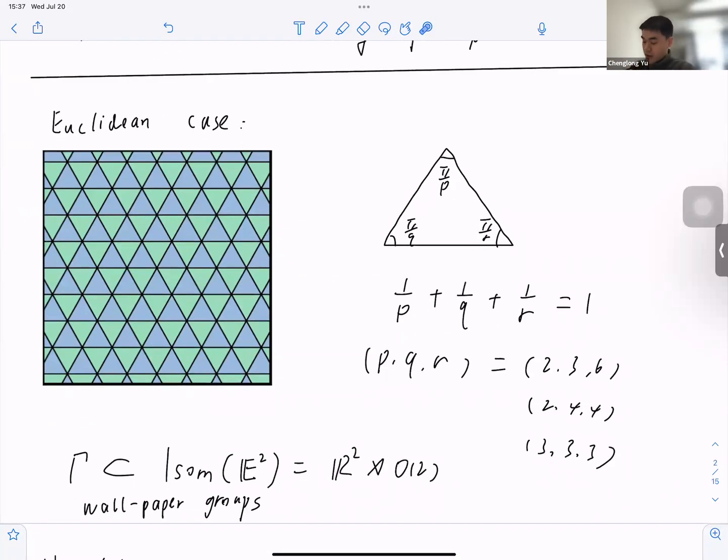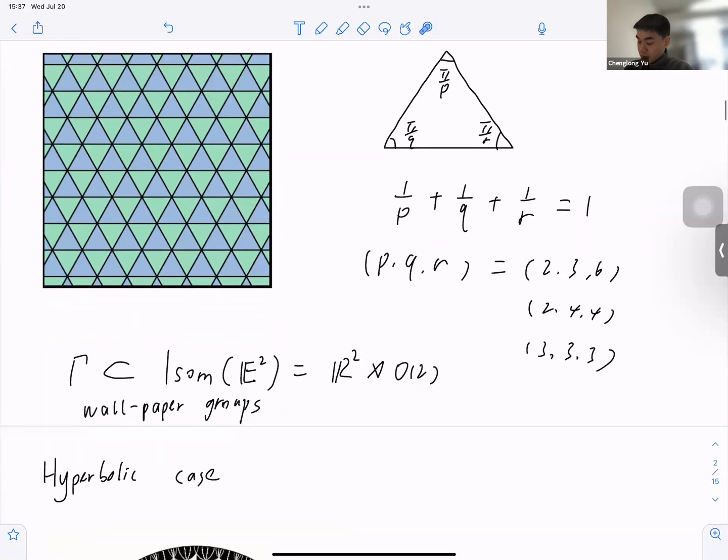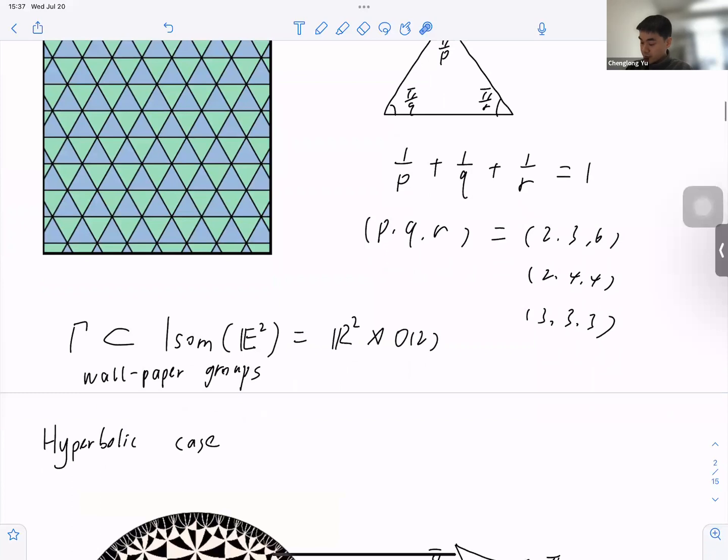And this forms a special class of wallpaper groups. So it can form this kind of beautiful pattern, or tiling of the plane, using those triangles. And the most interesting cases come from hyperbolic geometry. So we can find infinitely many solutions for the corresponding equation or inequality.